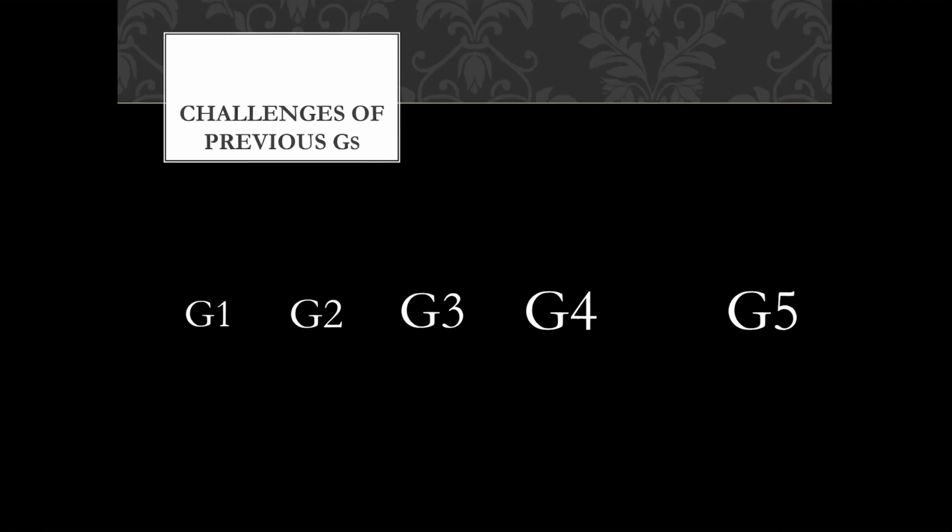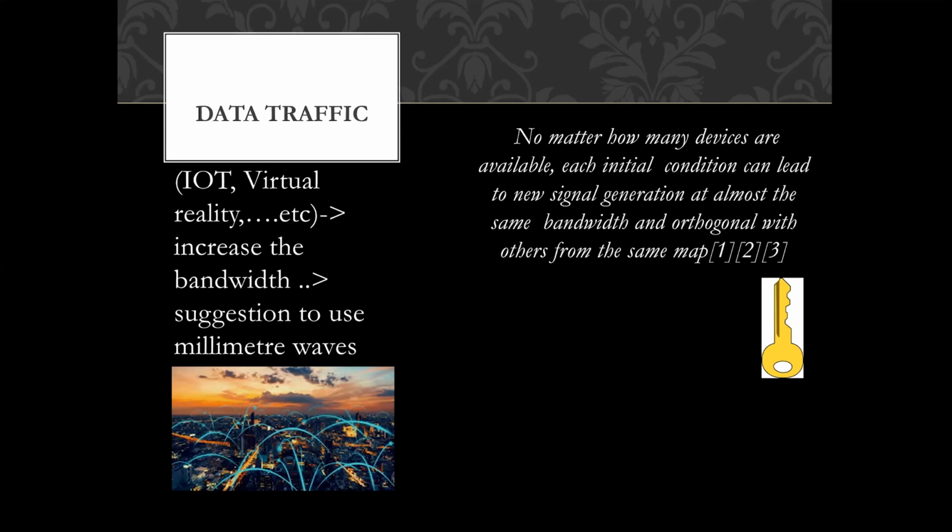Looking back at the concerns of the previous generations of mobile communication, whether G1, G2, G3, G4, or G5, we can see that the main concern is data traffic, and specifically for 6G we are looking at a huge number of IoT devices. We will maybe go for virtual reality and increase the bandwidth, which is why we started thinking about extending our spectrum to the millimeter region. However, no matter how many devices we use, we are able to generate multiple signals by only changing the initial condition.